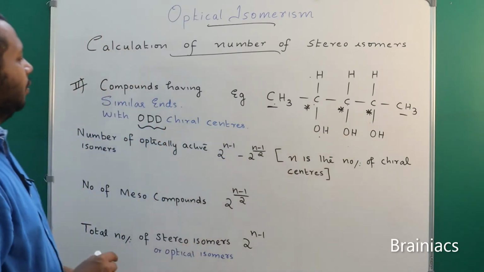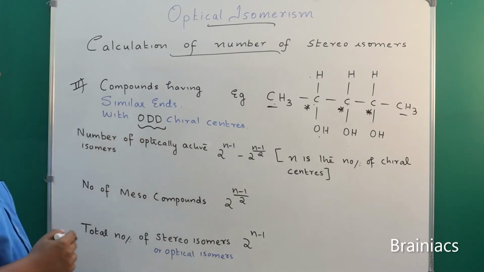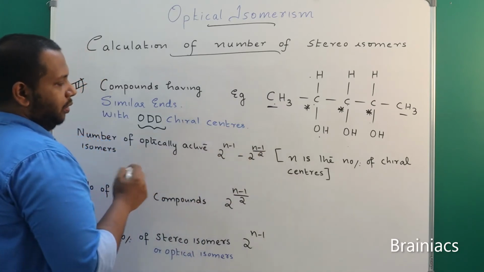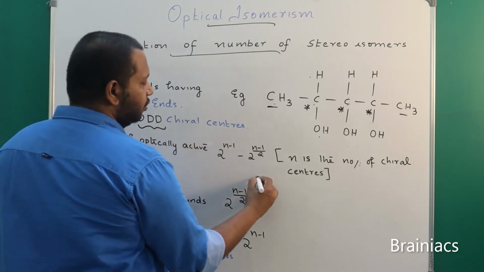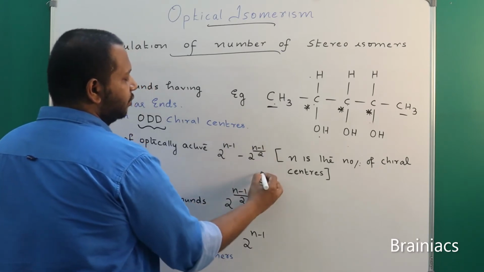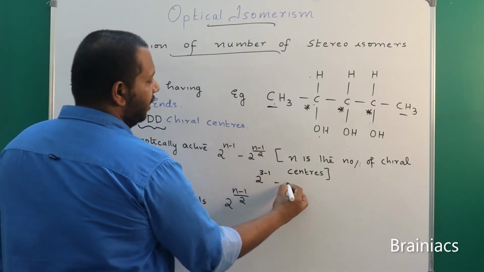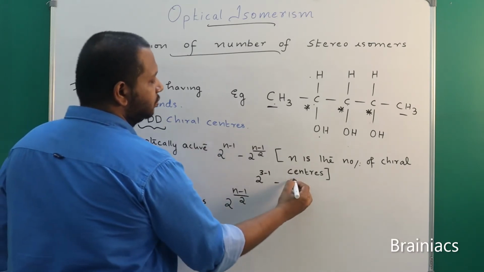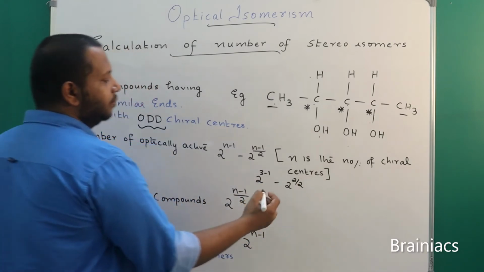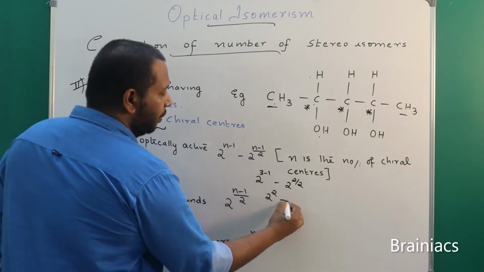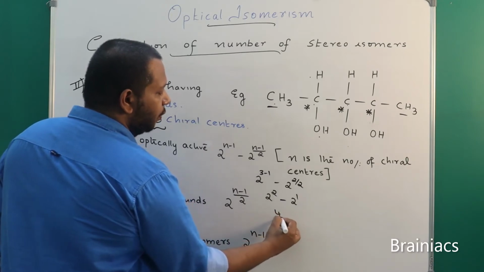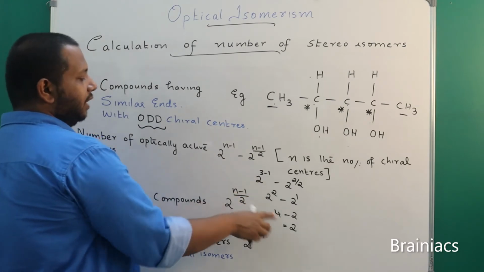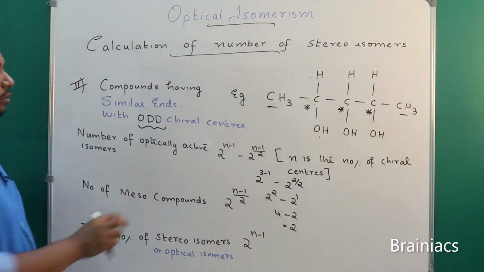Okay. Now let's see the number of optically active isomers. The formula here is 2^(n-1) minus 2^((n-1)/2). So here n, how much? 3. So 2^(3-1) minus 2^((3-1)/2). 3 minus 1 is 2, by 2. So how much will it become? We can say this becomes 2^2 minus 2^1. That is 4 minus 2. You will get the answer as 2 here. So the number of optically active isomers in this case is equal to 2.